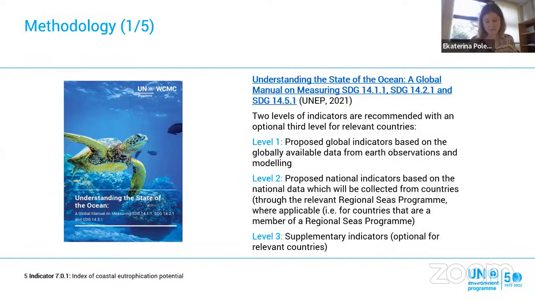The methodology for the indicator was published by UNEP in 2021. According to the methodology, 2 levels of indicators are recommended with an optional 3rd level for relevant countries. Level 1 reflects global indicators that are based on globally available data from Earth observations and modeling. Level 2 reflects national indicators that are based on national data, which will be collected from countries through the relevant regional seas program. Next slide, please.